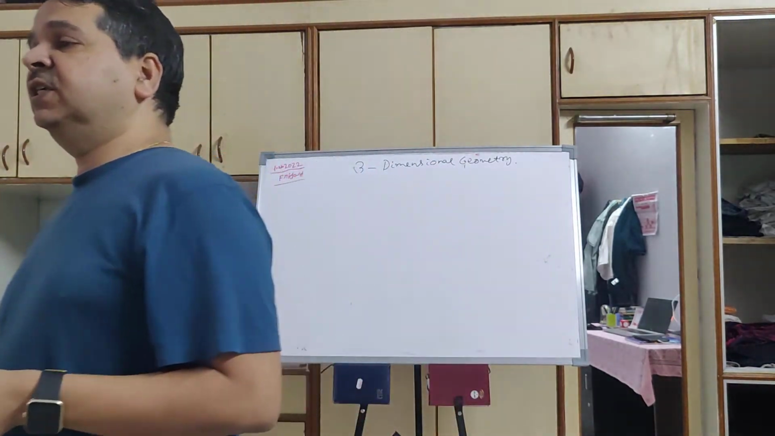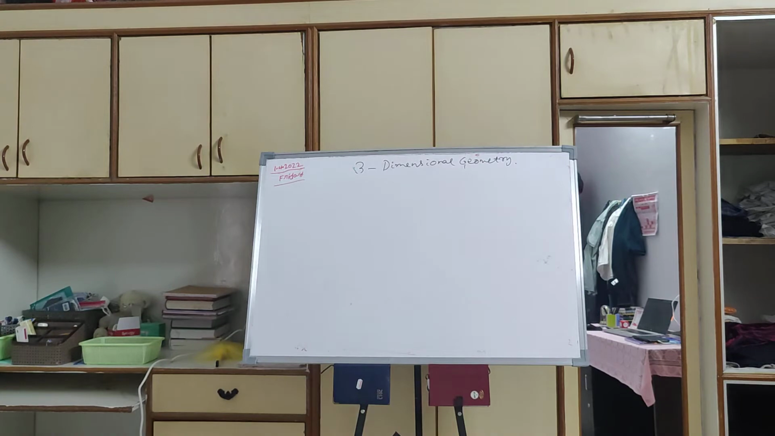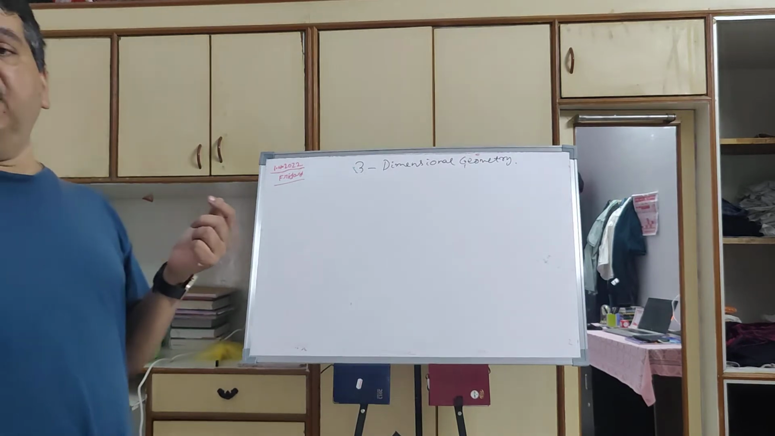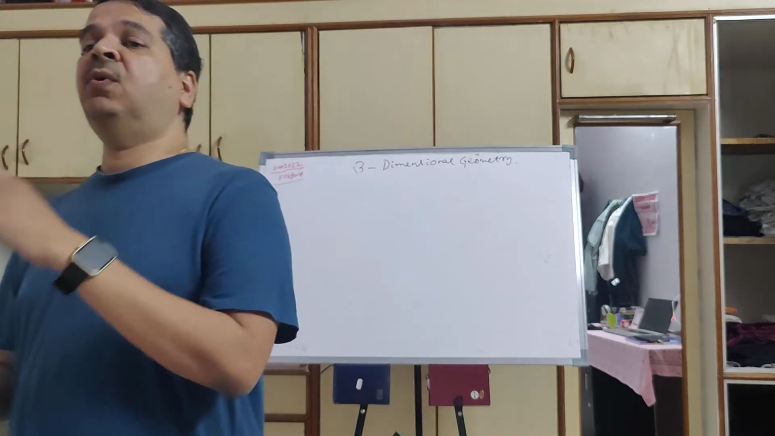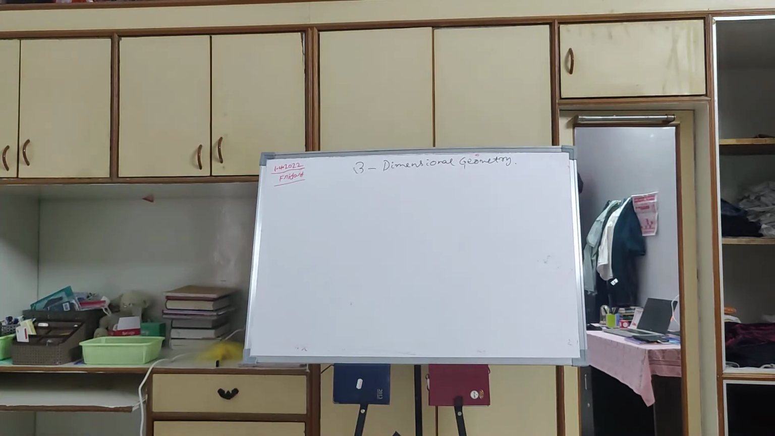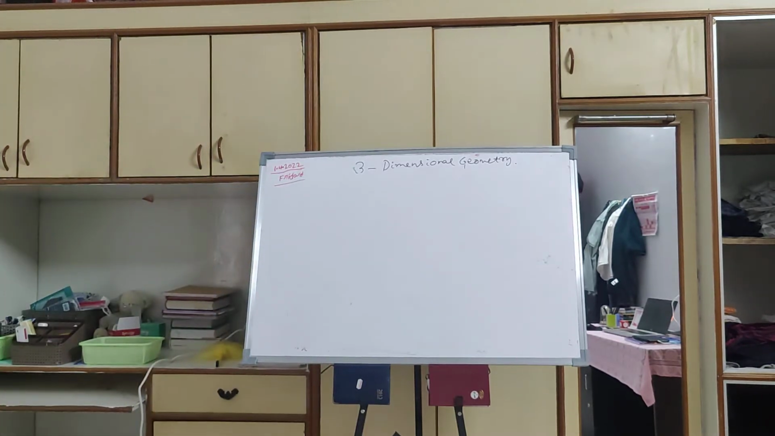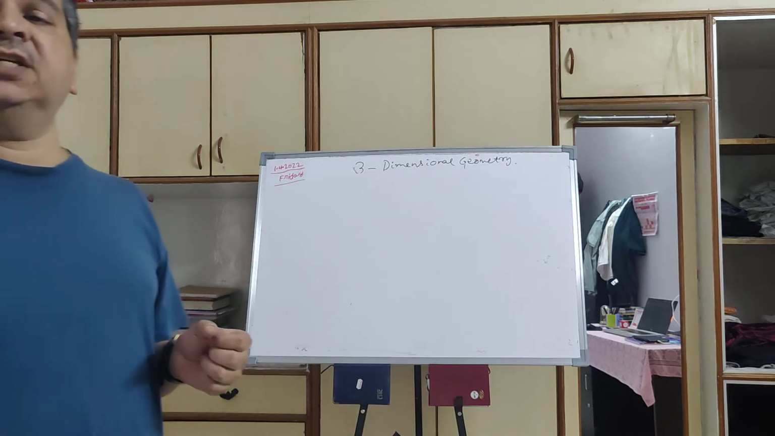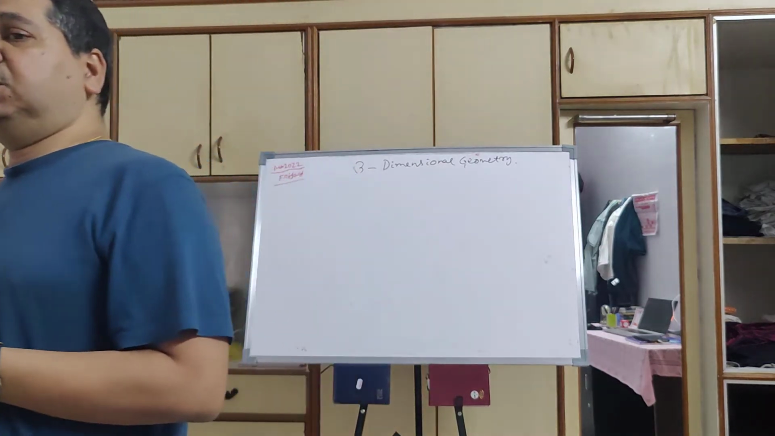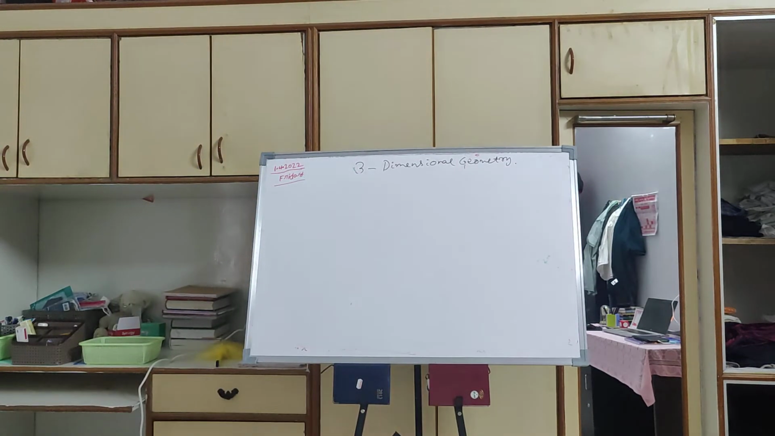I was explaining in vector, a point P can have coordinates x, y, and z. So it will have three coordinates. With respect to the origin, what is the x distance? With respect to the origin, what is the y distance? With respect to the origin, what is the z distance?